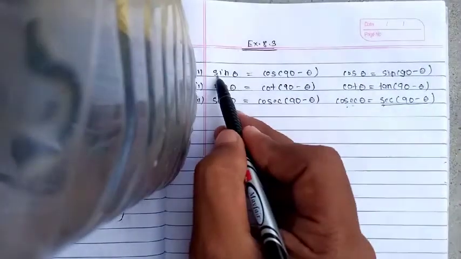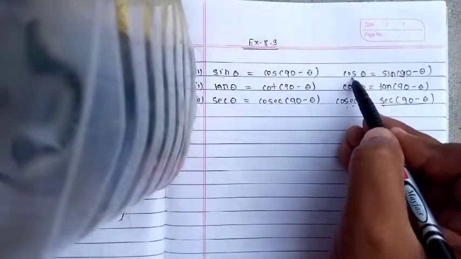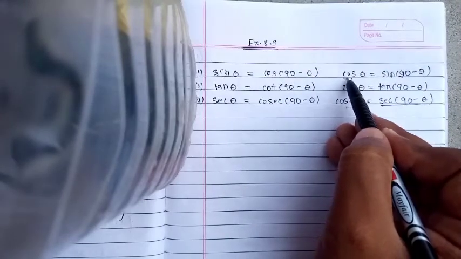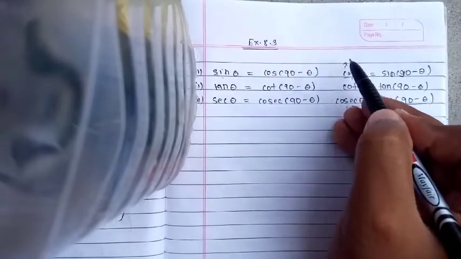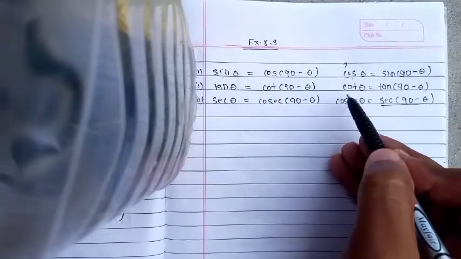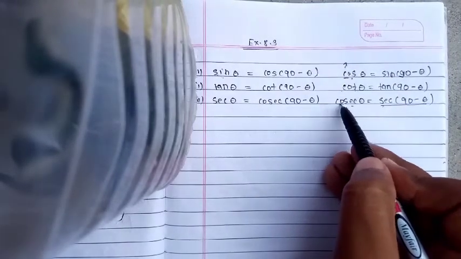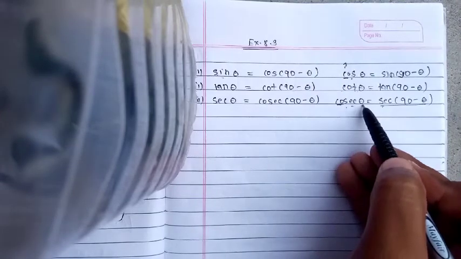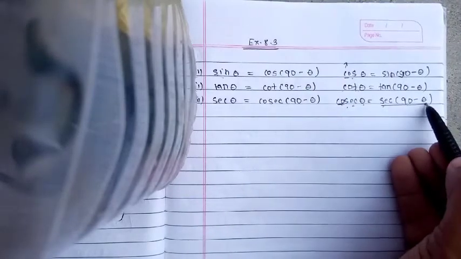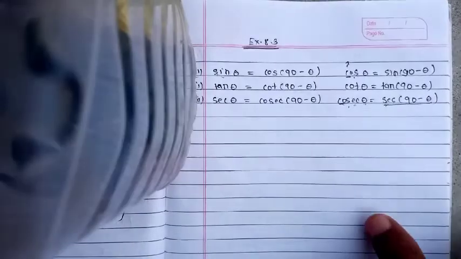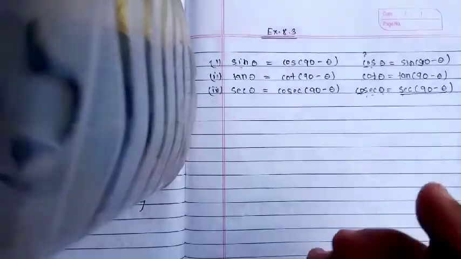But we need to remember sine is the complementary of cos. So the short form cos stands for the complementary of sine, and this is the complementary of tan. This is the complementary of sec theta, that is sec of 90 minus theta. This formula we will use to simplify exercise 8.3.